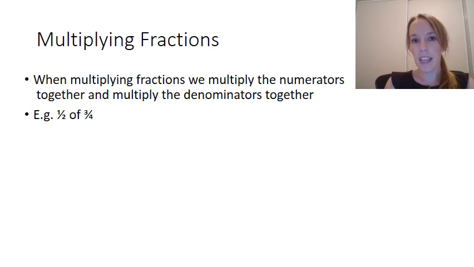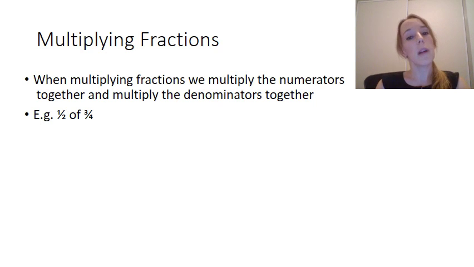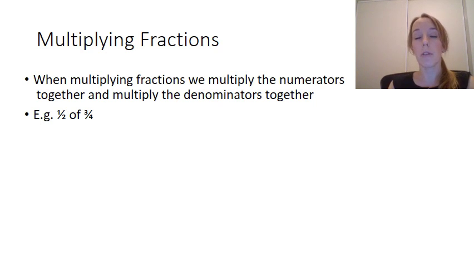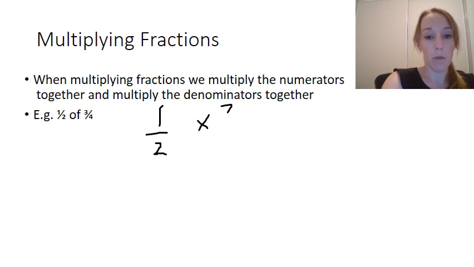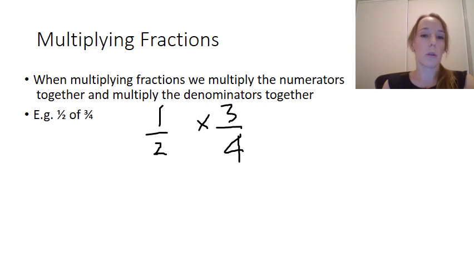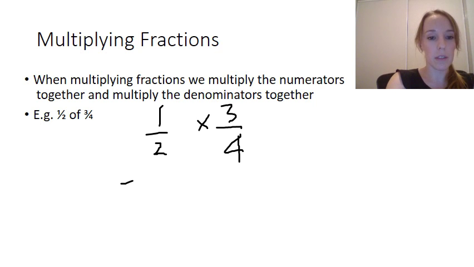Okay, so the next thing we're going to go into is multiplying fractions. So multiplying fractions is actually super easy. When we multiply fractions together, we multiply the numerators together, and then we multiply the denominators together. It's that easy. So if we have 1/2 of 3/4, so 1/2 of 3/4 actually means multiply. So of just means multiply. So 1/2 of 3/4 means 1/2 multiplied by 3/4.